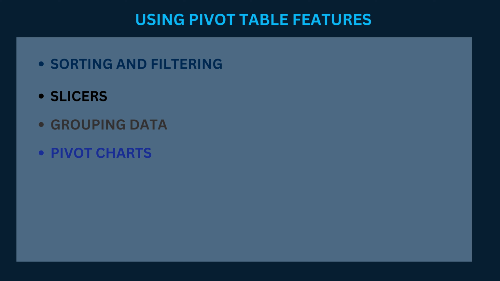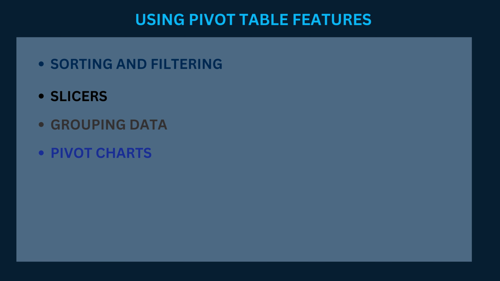Using pivot table features. Sorting and filtering. We can sort rows or columns alphabetically or by value. We can apply filters to display only specific rows or columns. Slicers are visual filters that allow you to filter your pivot table data by clicking on buttons. To insert a slicer, select the pivot table, go to the Pivot Table Analyze tab, and click Insert Slicer.